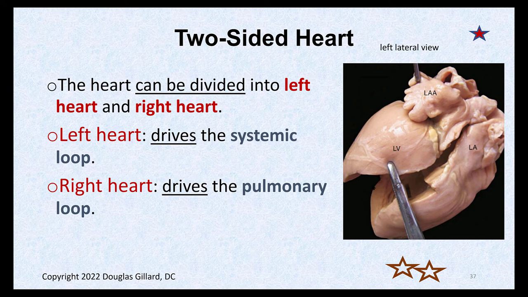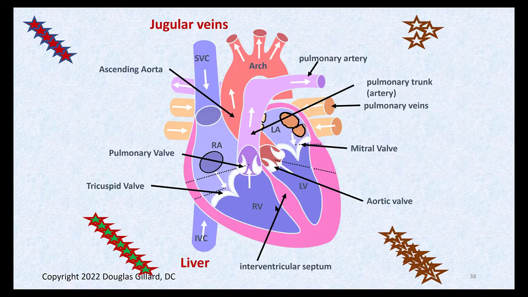It's a two-sided heart, so I talk about the right heart and the left heart. When I say the left heart, I'm talking collectively about the left atrium and the left ventricle. The left heart drives the systemic loop. The right heart drives the pulmonary loop. Here are the parts of the heart, which I assume you know. If you don't know this, you should go over it because you'll get lost when I'm lecturing.